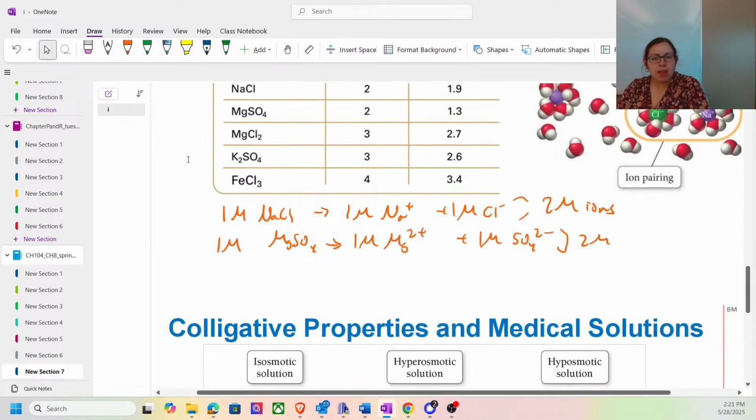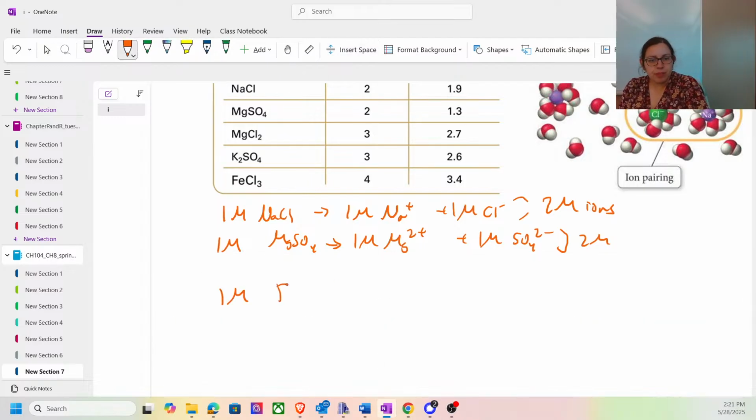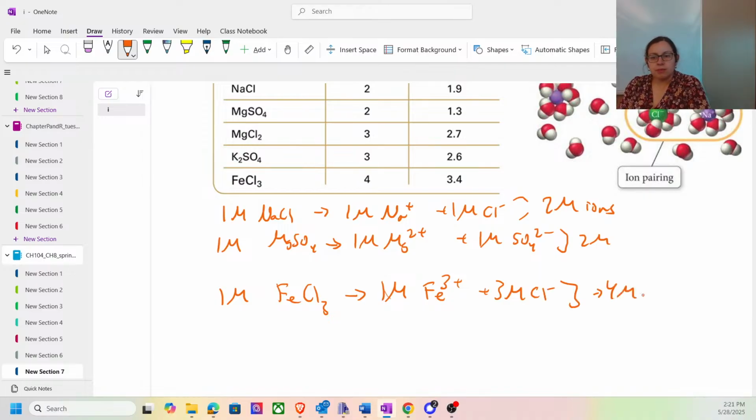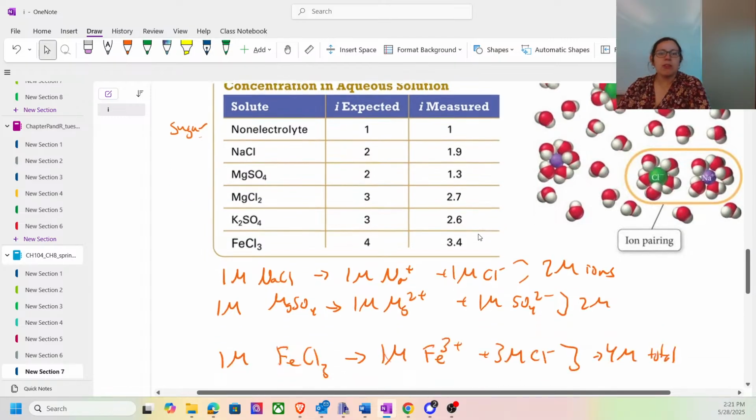Same thing, potassium sulfate. And again, iron chloride, just to emphasize that this pattern continues. In this case, we'd have 1 mole of our iron 3 and 3 moles of our chloride. And some people may care about this, depending what you're looking at, or if you're trying to quantify total ions in solution.